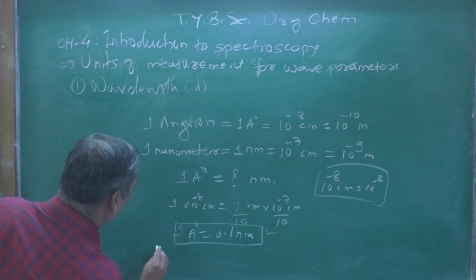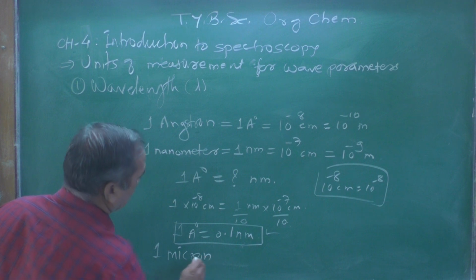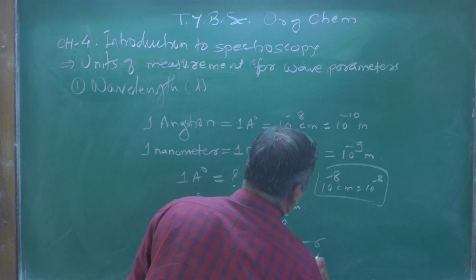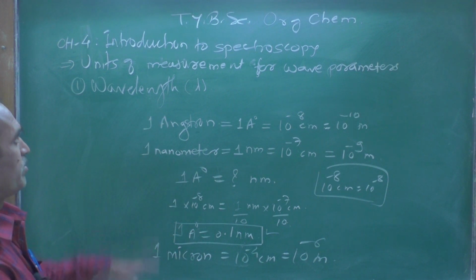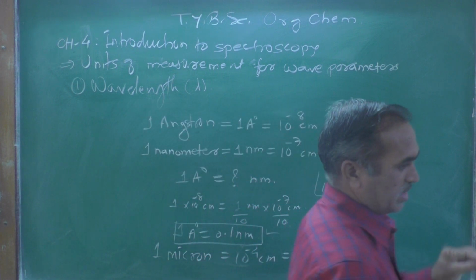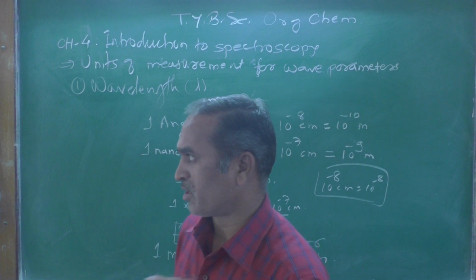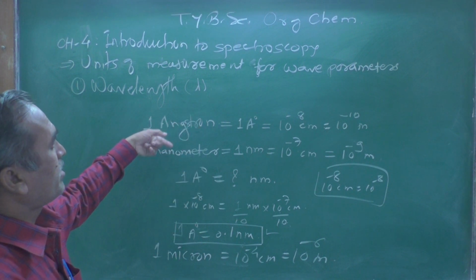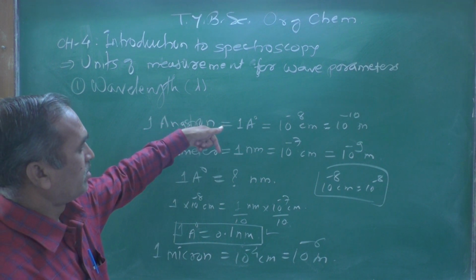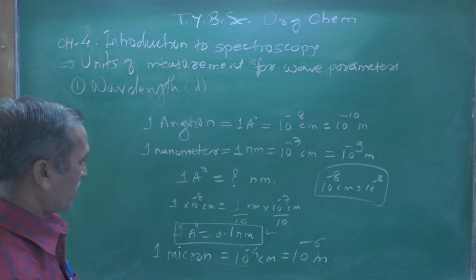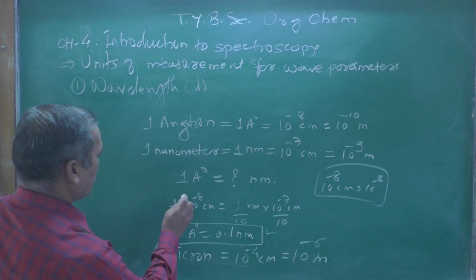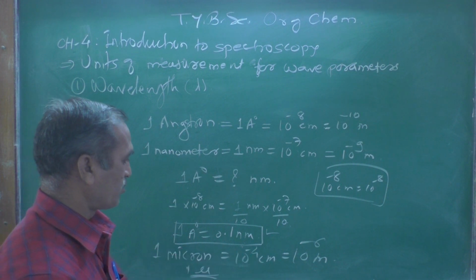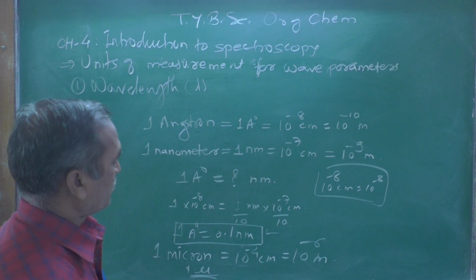Now let us see 1 micron. 1 micron is nothing but 10 raised to minus 4 centimeter, or 10 raised to minus 6 meter. This is also one of the relationships you should remember, and these are the different units used in different regions, in a particular wavelength. The unit of wavelength may be angstrom, nanometer, or micron. 1 micron is equal to 10 raised to minus 4 centimeter.